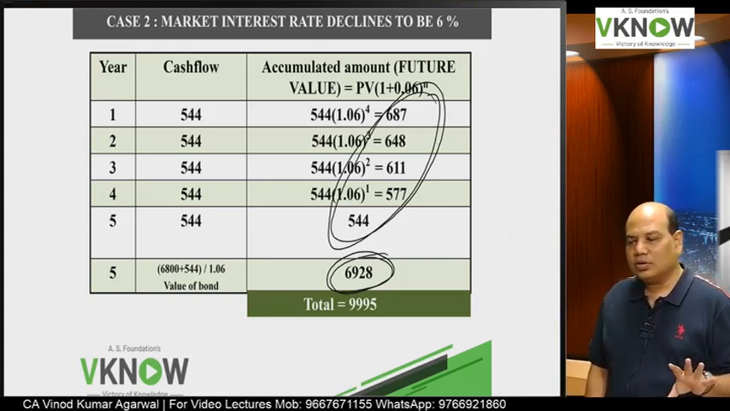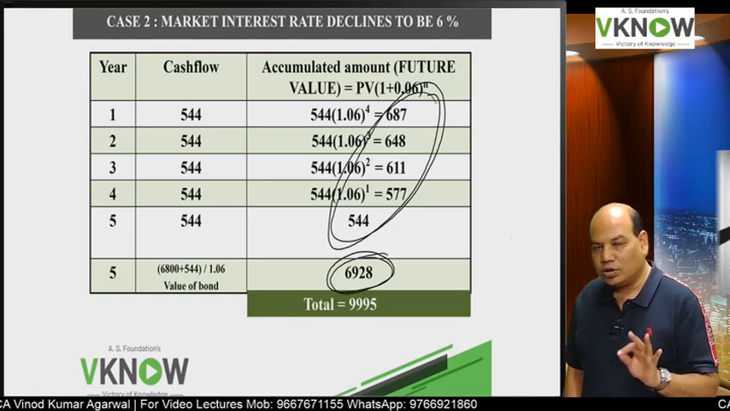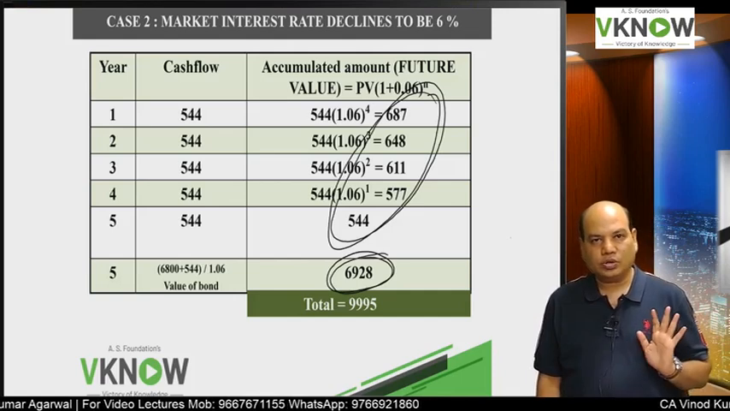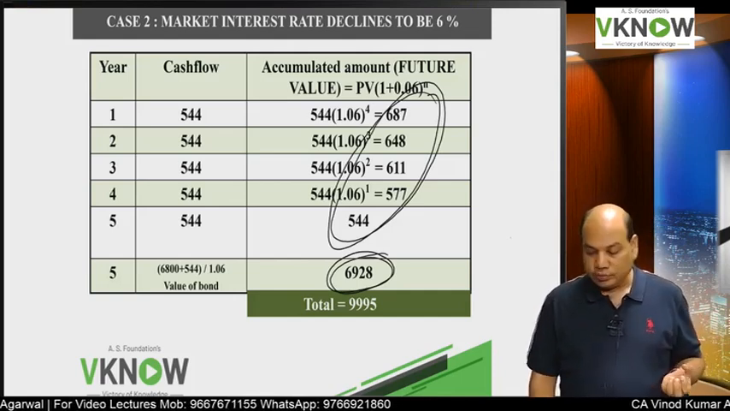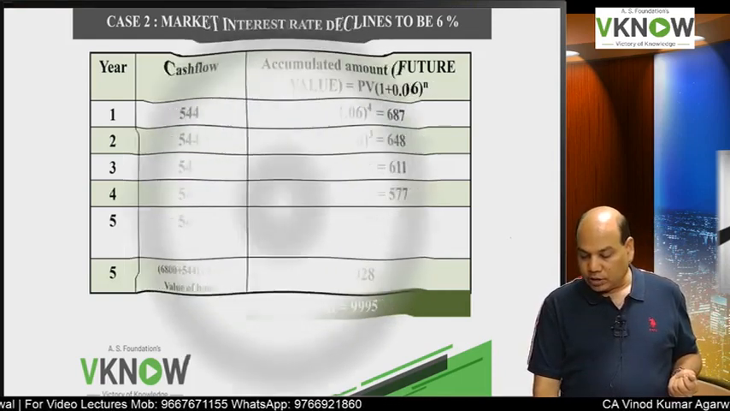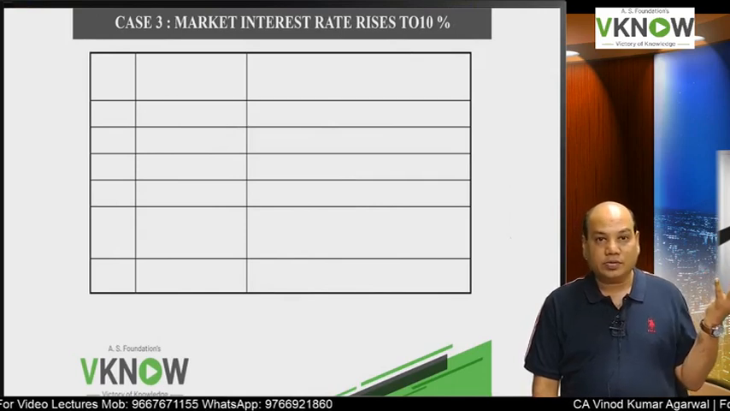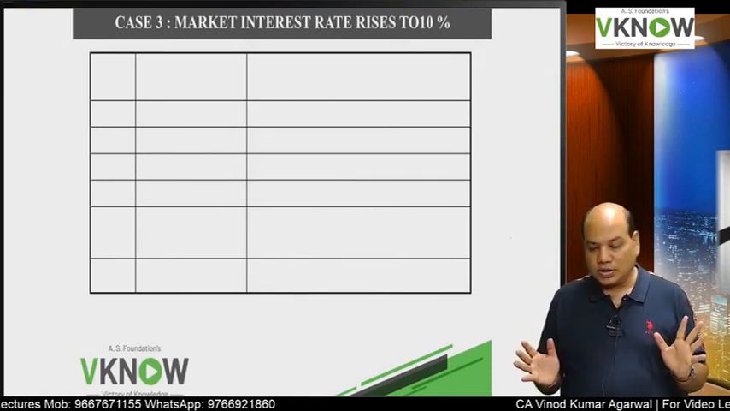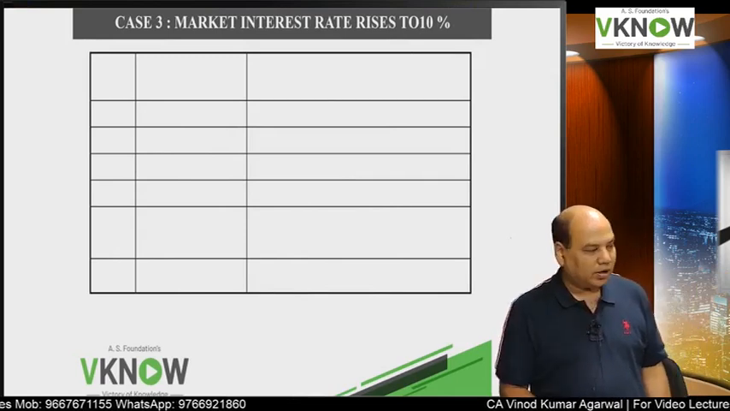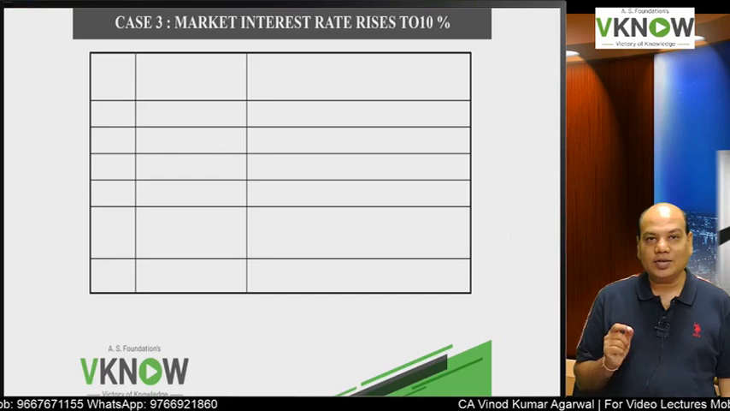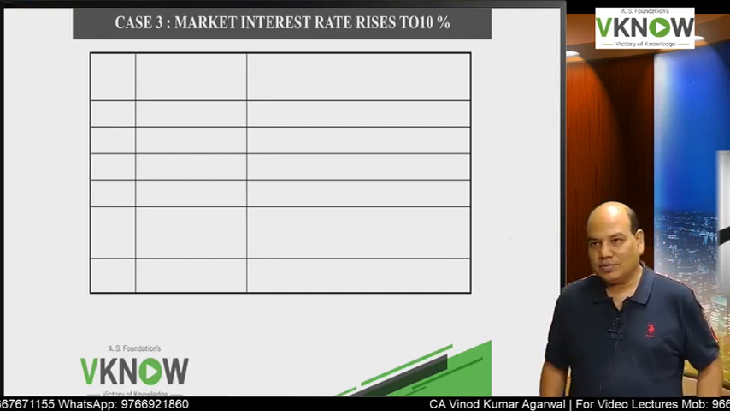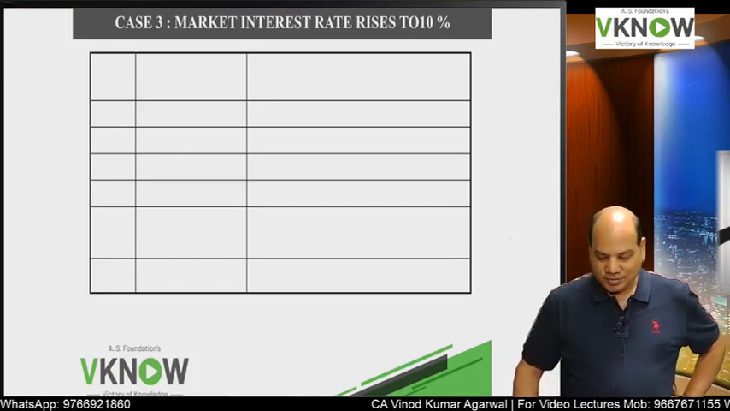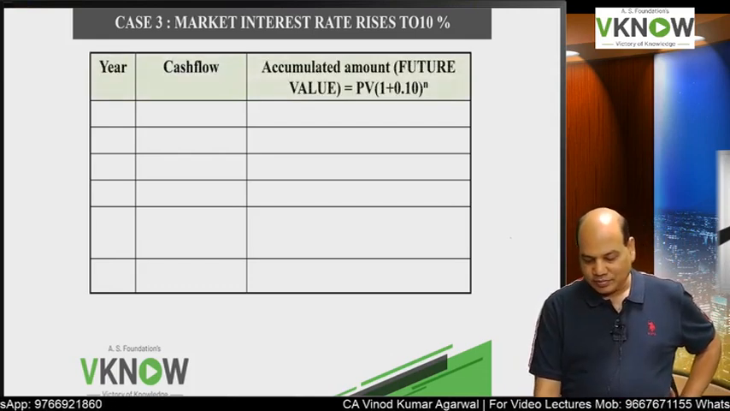So you are convinced to some extent that this immunization strategy works if you can match the duration of liability with the duration of asset. But I have to also prove that what if the interest rate rises to 10%, then also it will match 10,000. Let us see. So case 3, write down, market interest rate rises to 10%. Will you still get 10,000? Let us see. Format is same.